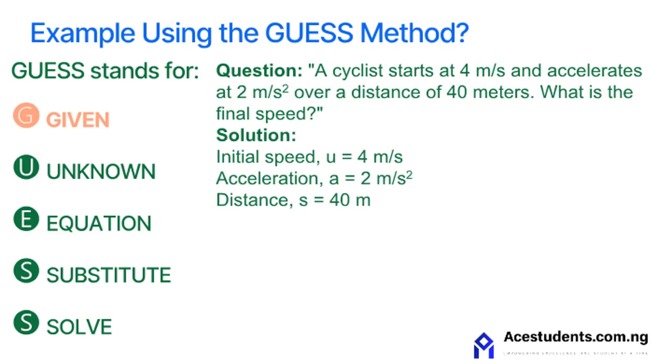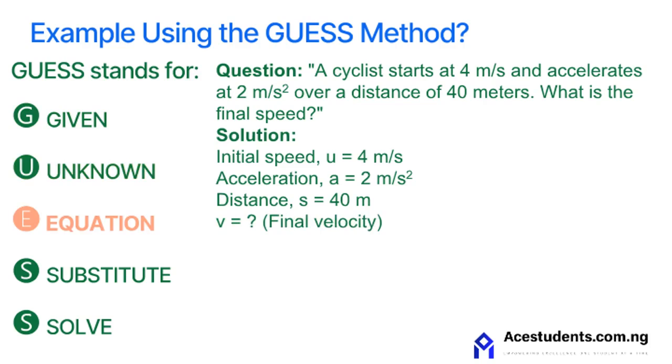Let's write out the given parameters. From the question, the initial velocity is 4 meters per second. The acceleration is 2 meters per second squared. And the distance covered is 40 meters. U is for unknown. The question is asking us to find the final speed, which is represented by v.